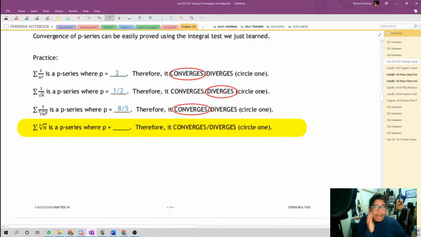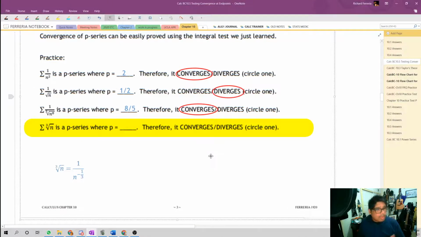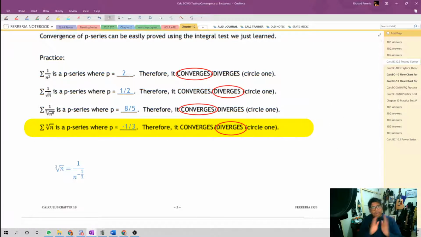And then just to show you how versatile this is, the cube root of n doesn't look like a p-series, but we could make the cube root of n 1 over n to the negative 1/3 power. So if the series can be written as 1 over n to the negative 1/3 power, then it's a p-series where p is equal to negative 1/3. Negative 1/3 is less than 1, or it's not greater than 1. So that p-series diverges. Very, very great things to look at. Love p-series. They really help us out a lot.